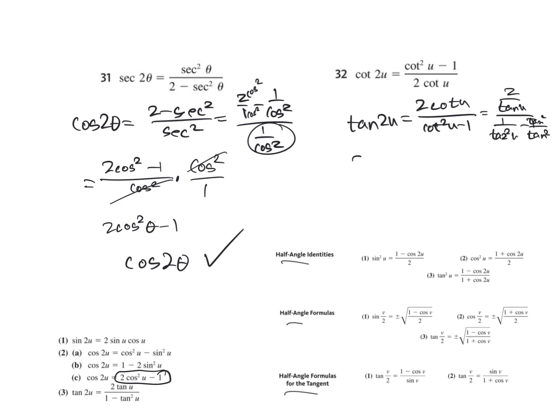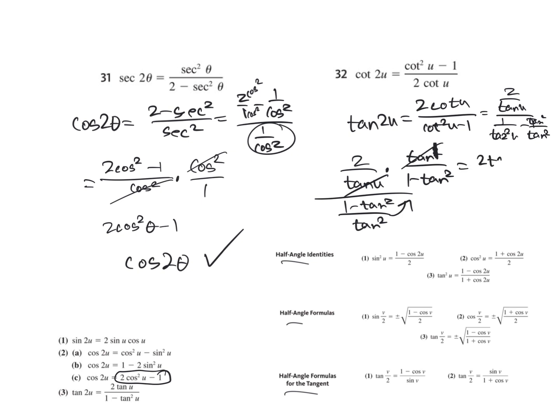So what do we have here? On the top we have 2 over tangent of u. We're going to multiply, well, let's do the bottom first here. We have 1 minus tangent squared all over tangent squared. So if we multiply by the reciprocal, tangent squared goes on top, 1 minus tangent squared on the bottom. 1 tangent here reduces with 1 there. So we have 2 tangent of u all over 1 minus tangent squared of u. And if you look down here at the bottom, that is exactly the tangent of 2u. Check.